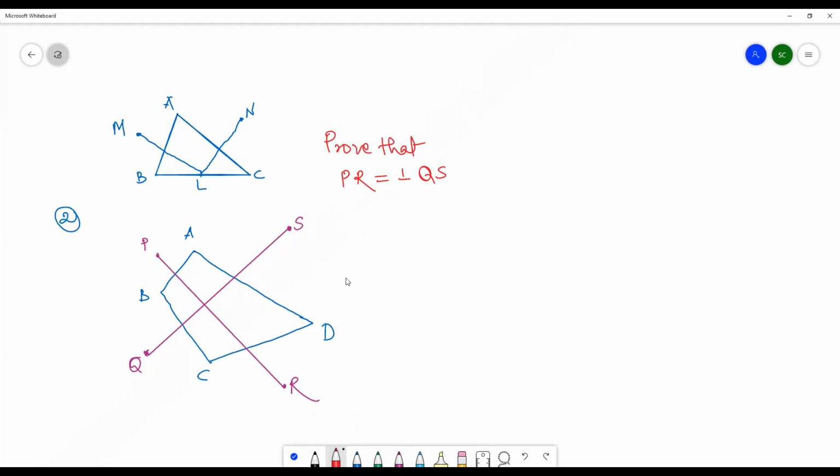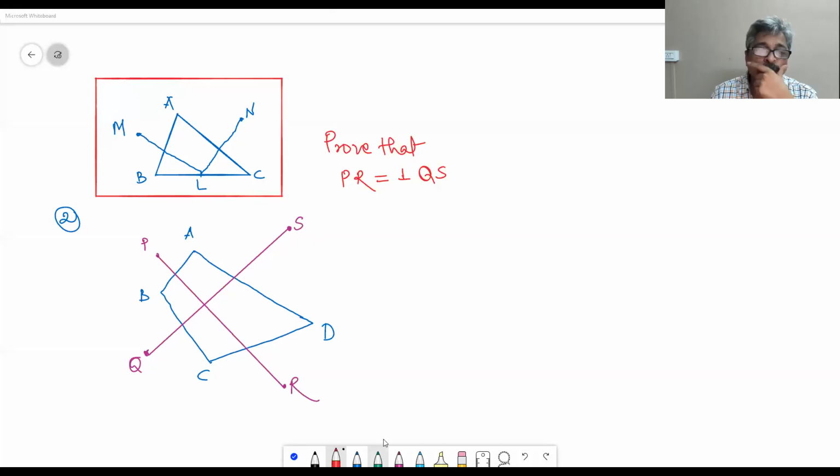PR is equal and perpendicular to QS. I give you 5 minutes. Okay. So now let us solve it. Let us assume complex number of A is small a, of B is small b, of C is small c, of D is small d.